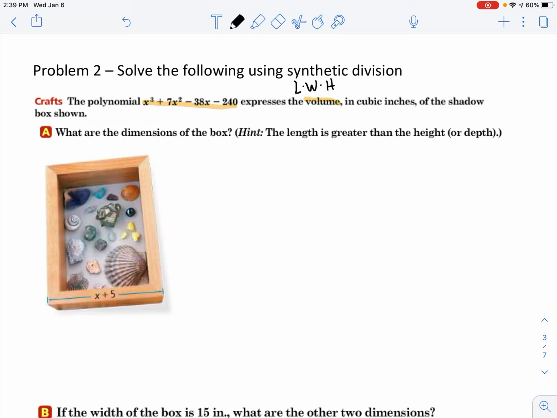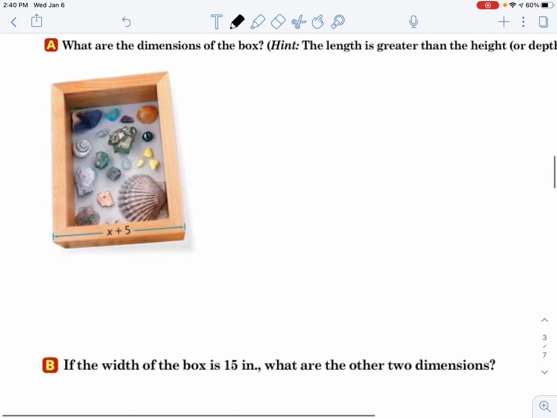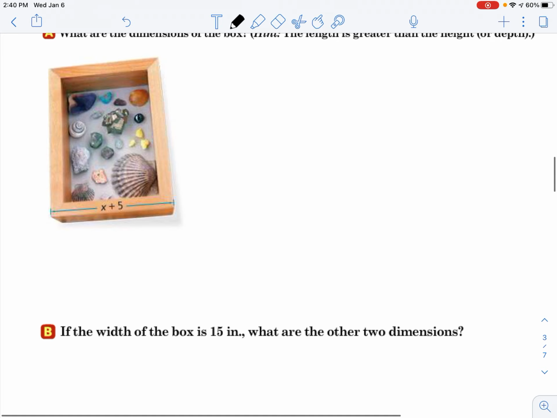Okay, we can do this. So here's what we know. The length is greater than the height or the depth. So we know that the width, let's go ahead and just make this like the W. There we go, is x plus 5. So oddly enough, we're not going to get numbers yet for the length, the width, and the height. We're just going to get expressions, not numbers, but expressions. So we can already say the width is x plus 5.